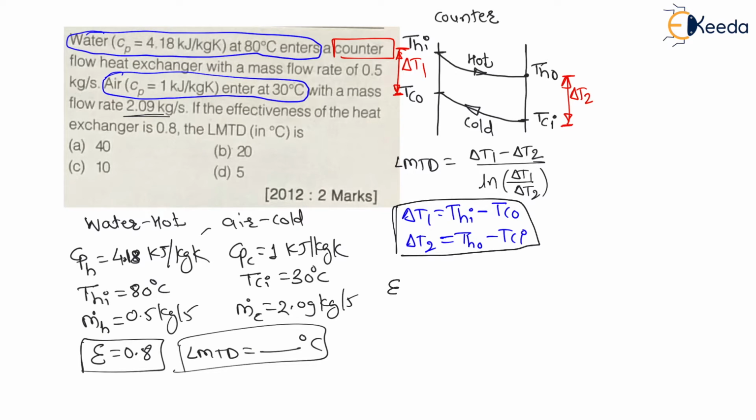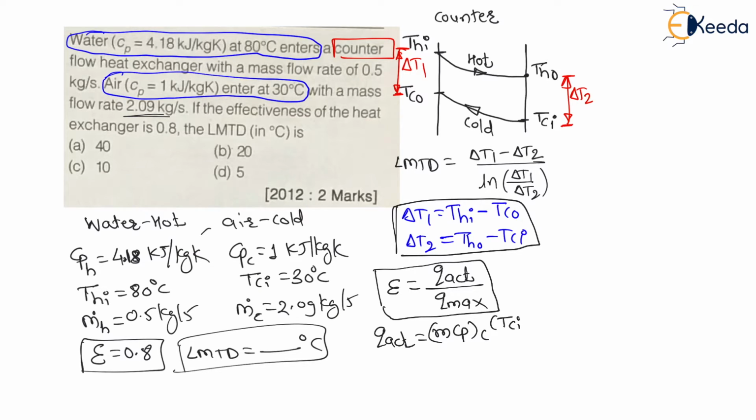We know that the effectiveness of heat exchanger is nothing but actual heat transfer through the heat exchanger divided by maximum possible heat transfer through the heat exchanger. This is the formula of effectiveness. And my dear students, this actual heat transfer through the heat exchanger is nothing but, if I consider cold fluid, it is mCp of cold fluid into temperature difference of cold fluid. The temperature difference of cold fluid is Tco minus Tci. This should be the actual heat transfer through the heat exchanger. If I consider hot fluid, then it will become mCp of hot fluid into temperature difference of hot fluid, that is Thi minus Tho. This will be the actual heat transfer through the heat exchanger.